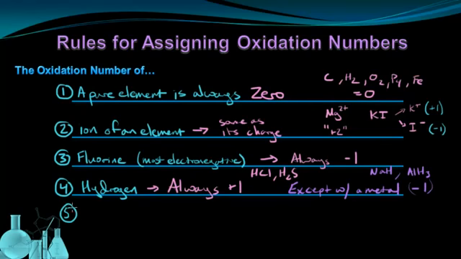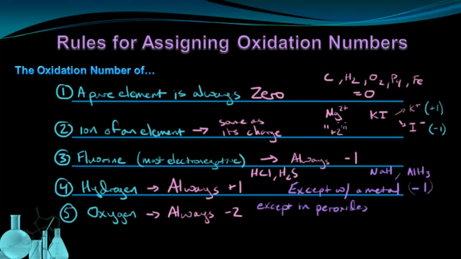The next rule is about oxygen. And it's going to look similar to hydrogen in that we're going to have an exception. So oxygen is always -2. And there's actually going to be two exceptions for this one. So the first is except when it's a peroxide. So except in peroxides, which are just a type of compound. And in terms of what we're going to come across, peroxides generally look like this. So H2O2 is hydrogen peroxide.